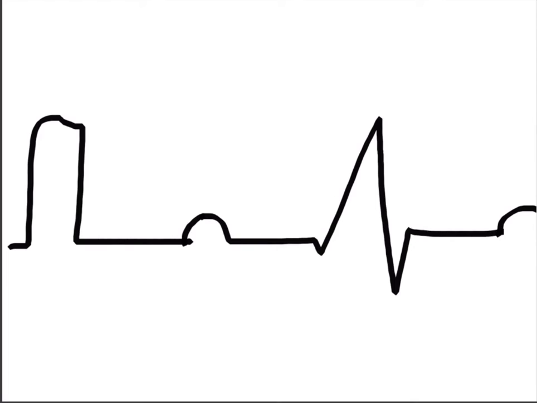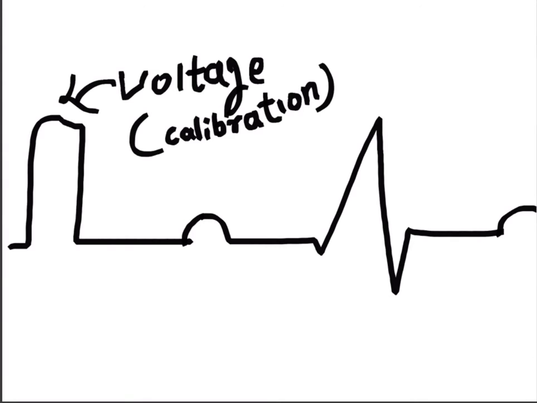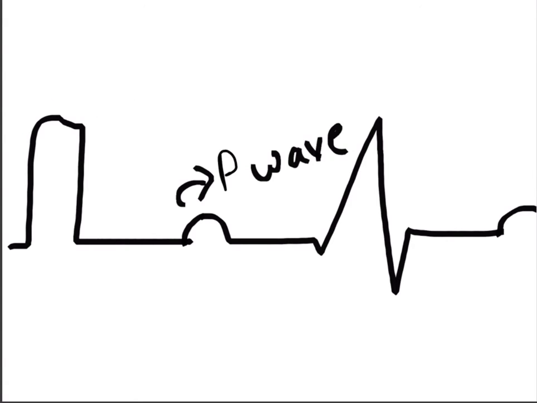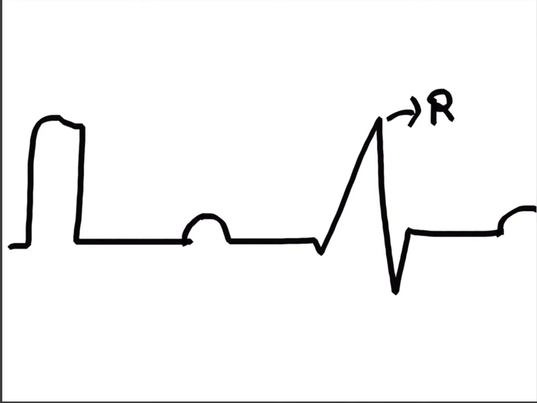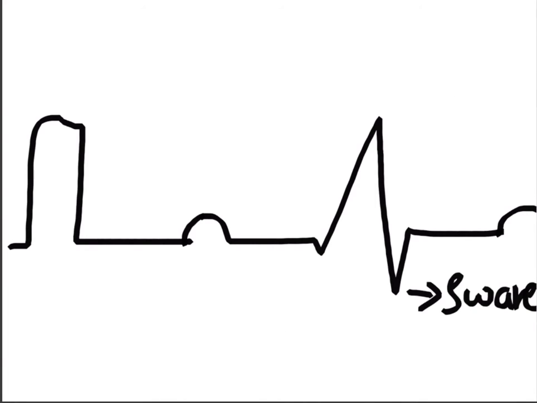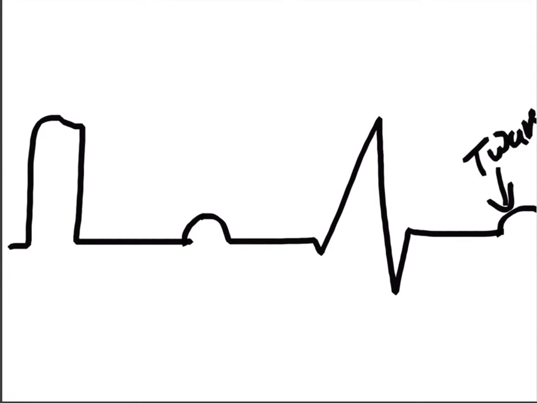So this is the normal ECG, and the first part here denotes the calibration. The calibration is set to be 0.5 volt to 1 volt. Okay, it can be changed by the machine. The second part here is the first upward deflection, that is the P wave. After that there is a downward deflection, that is the Q wave, then an upward deflection, that is the R wave, and the downward deflection following the R wave is the S wave. After that, the last deflection, that is mostly upward, is the T wave.